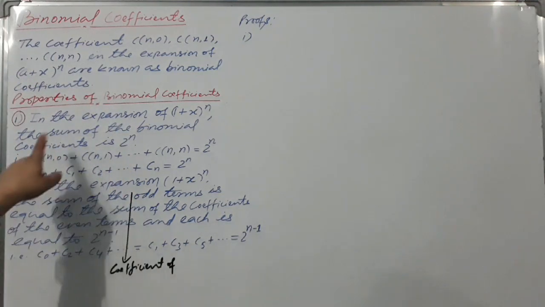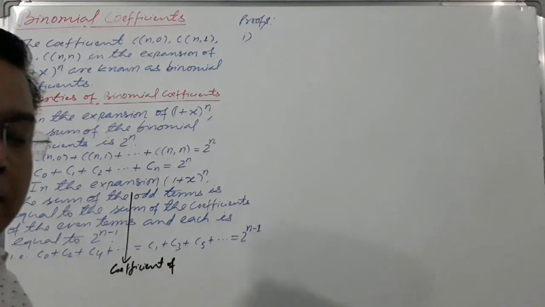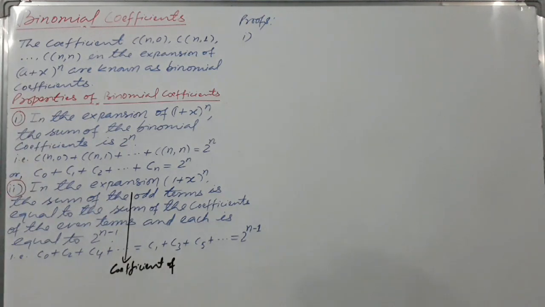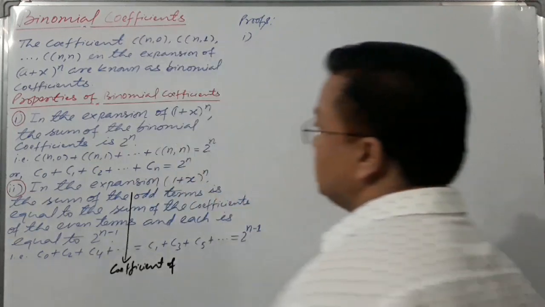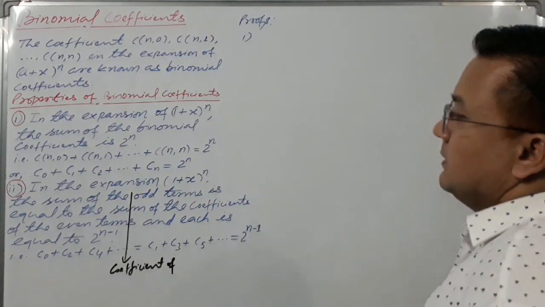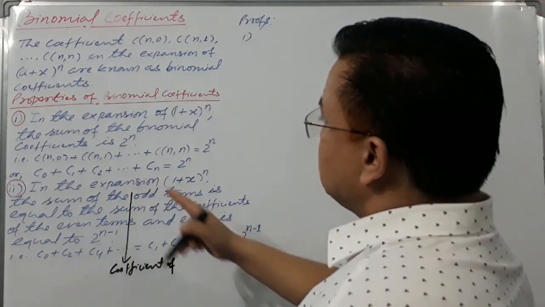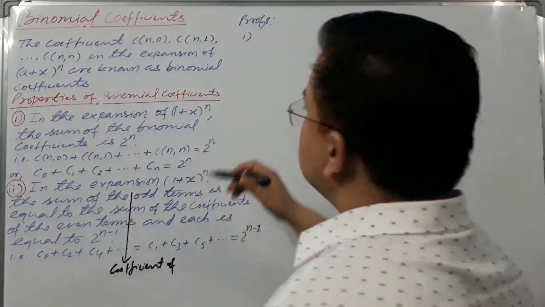I'm going to prove these two properties. These two properties are very, very important. So let's try to prove the first one, C0 + C1 + C2 + ..., I'm going to prove this one.